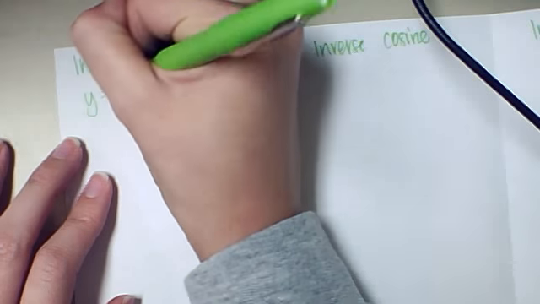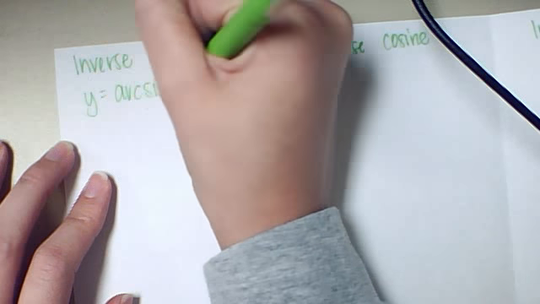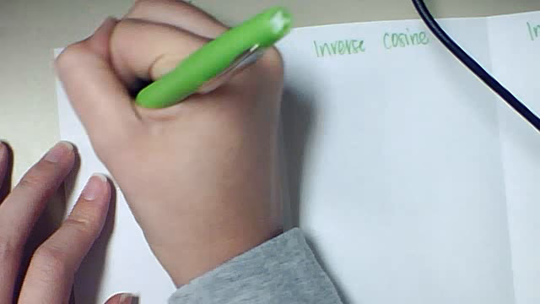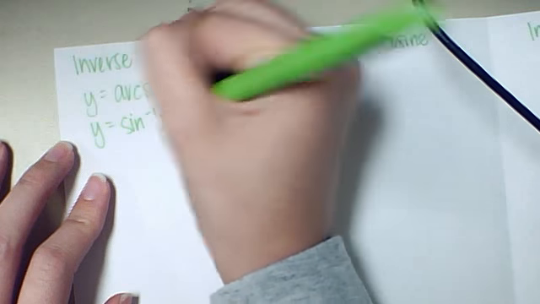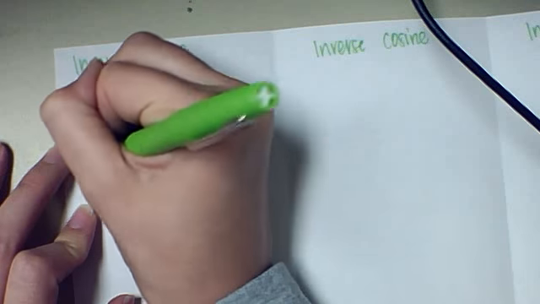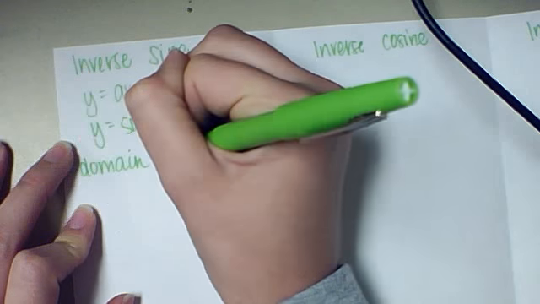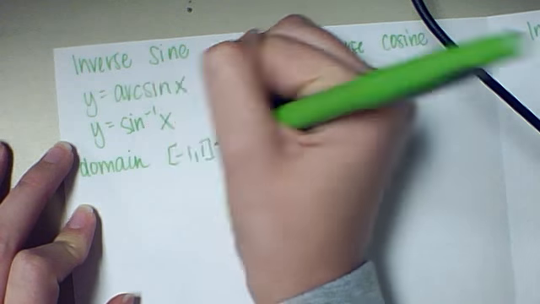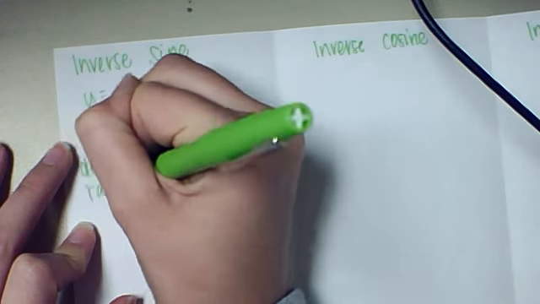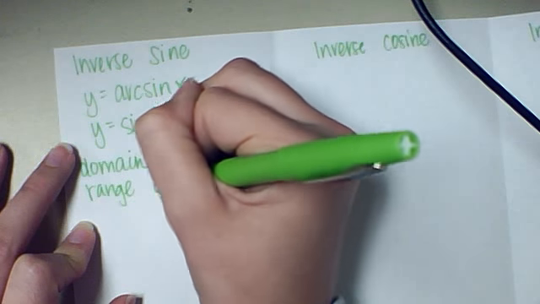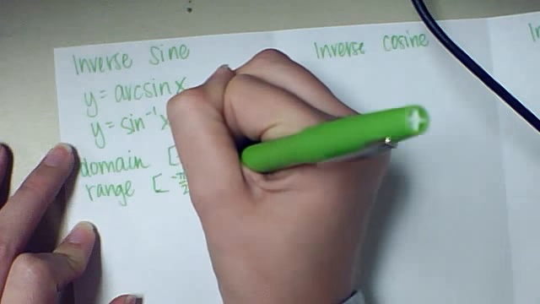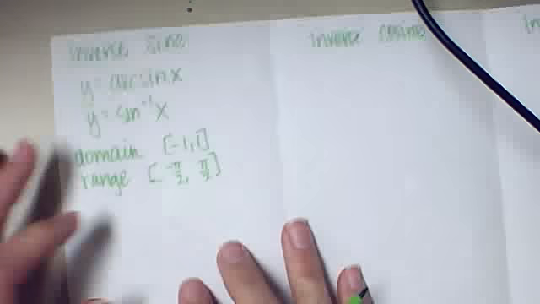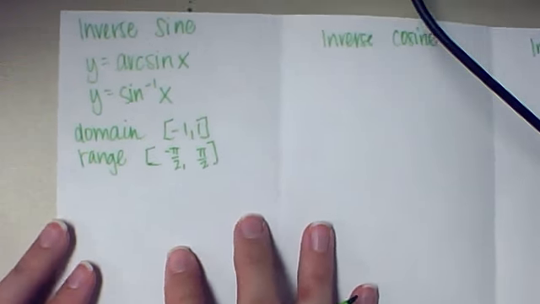So if y equals the arc sine of x, or y equals the sine inverse of x, our domain is from -1 to 1. Our range, we talked about this yesterday, this should all be review, is from -pi/2 to pi/2. Again, that's happening because I have to cut it off for it to be 1 to 1.